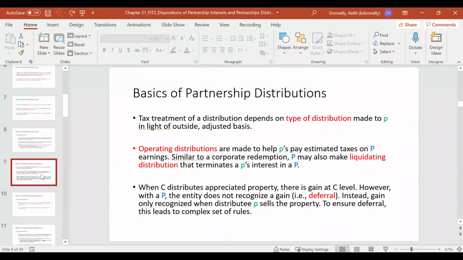In distinction, and what we'll talk about in the next lecture or two, would be a liquidating distribution. This is basically where the partnership pushes something out to you. They give you A, B, and C, and this is basically for your partnership interest. We're at the end of the road. Here you go, this is what we're giving you for your partnership interest. It's a liquidating distribution.